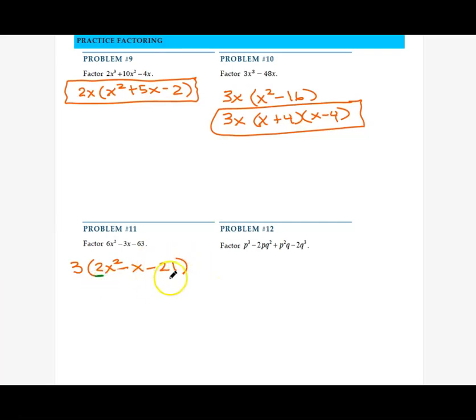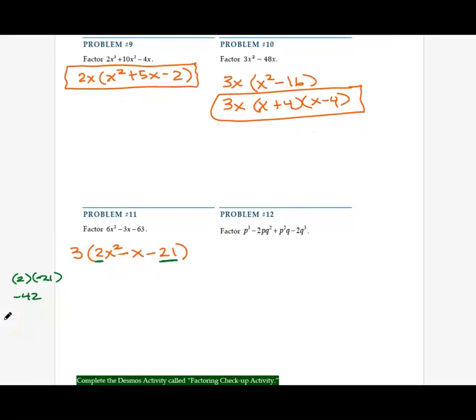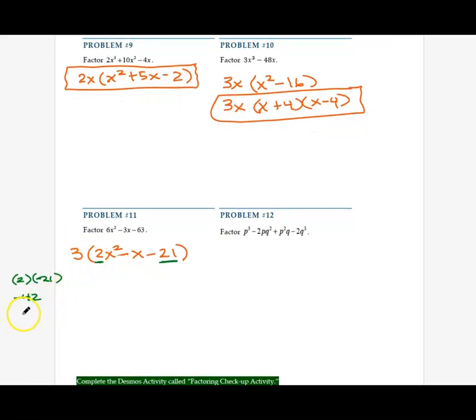So remember, I can't just say what multiplies to be negative 21 that adds to be negative 1. I've got to multiply those things together, right? So 2 times negative 21 is going to give me negative 42. And so I'm trying to think of all the things that would multiply to be negative 42. And you can just work organized through it, right? 1 times 42, 2 times 21. Let's see, does 3 divide into it? It should. 3 times what?